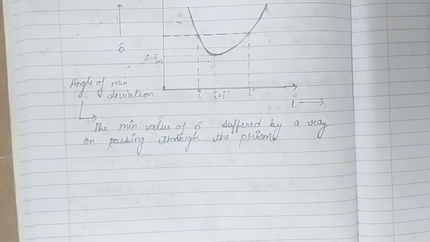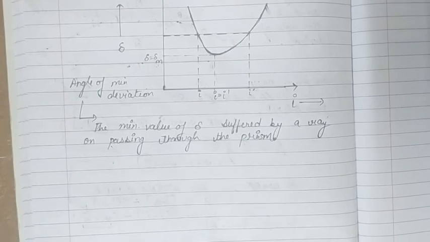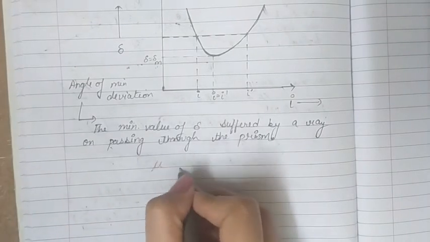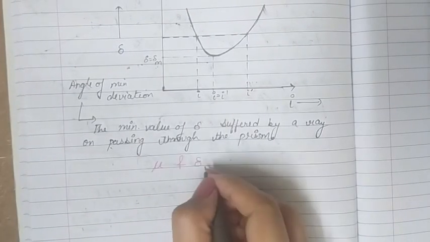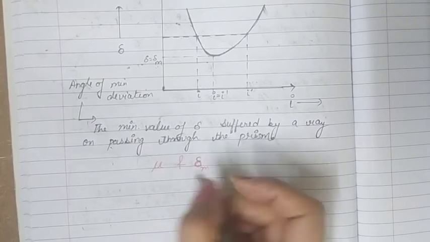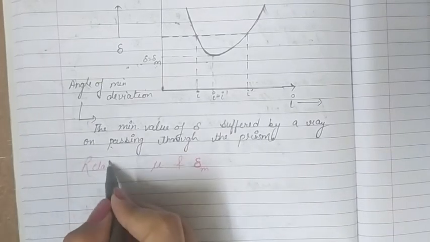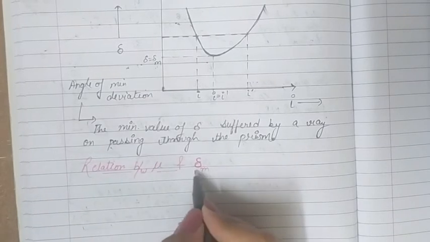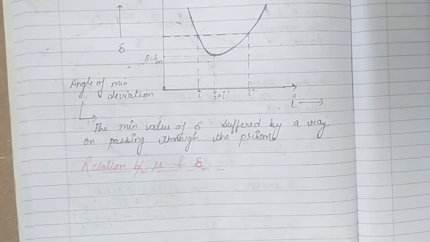As we said, the angle of minimum deviation or angle of deviation depends on the material of the medium. That means it will be affected by the change in refractive index. So there must be some relation between refractive index and angle of deviation or angle of minimum deviation. So our next task is to find the relation between the refractive index of the material of the prism and the angle of minimum deviation.